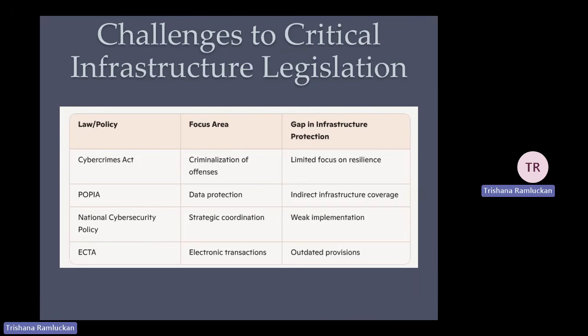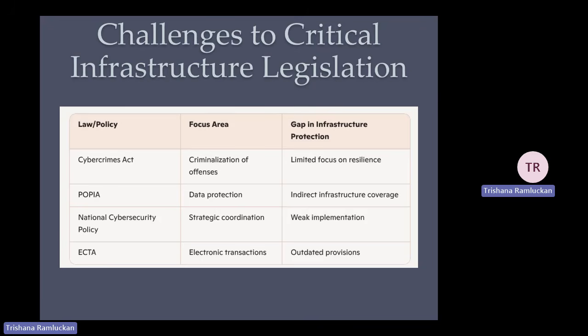So let's look at some of the challenges to critical infrastructure legislation. Firstly, we have the law and policy. Then we have the focus area, and then the gap in infrastructure protection. So if we look at the Cybercrimes Act, the focus area is criminalization of offenses, but there is a gap here, and it's limited focus on resilience rather than everything else. So it's very limited in terms of what it is able to do.